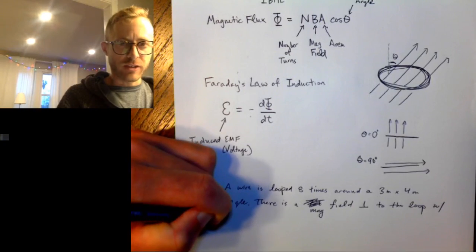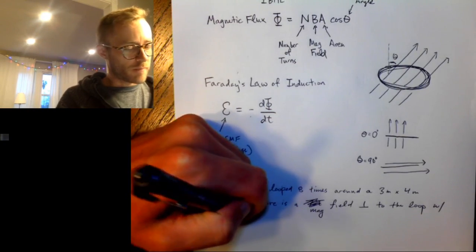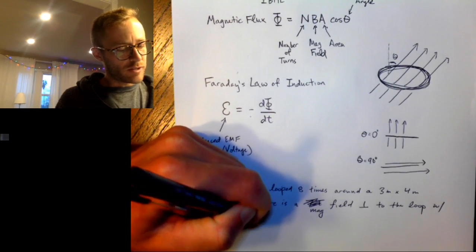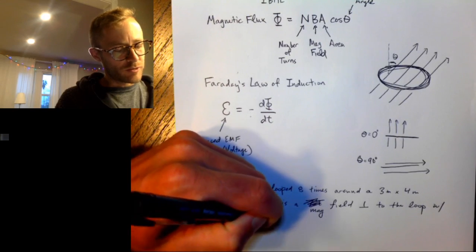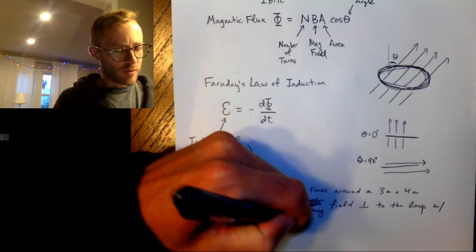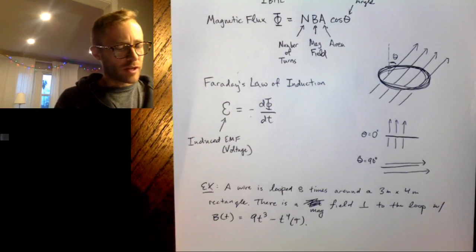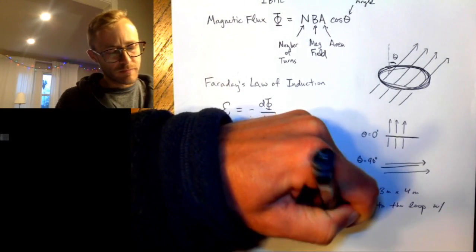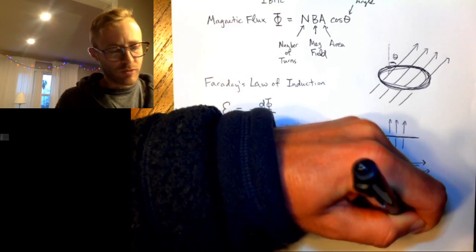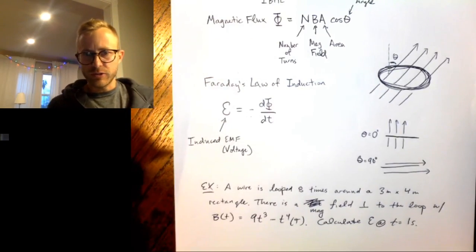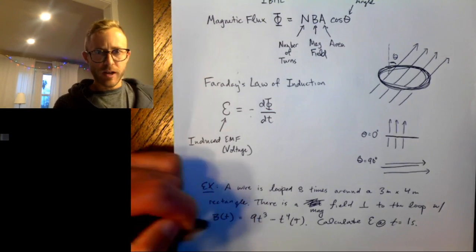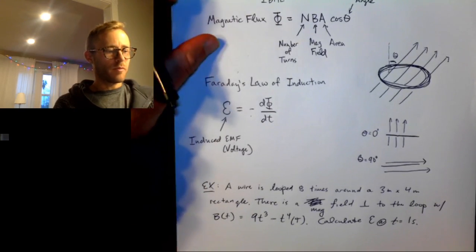The magnetic field as a function of time is given by, let's say, 9t cubed minus t to the 4th, and that's in Tesla, by the way. What I want to do is calculate the induced EMF at t equals 1 second. So 1 second in, what is the induced EMF? I'm going to go ahead and find an equation for the flux. Let me move my page here.